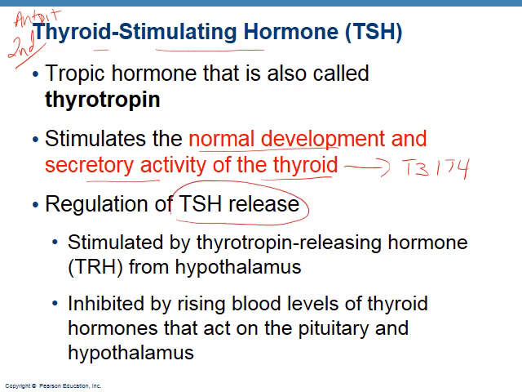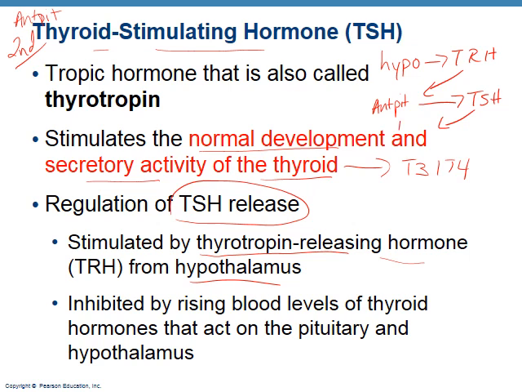So the regulation of thyroid stimulating hormone is by thyrotropin releasing hormone from the hypothalamus. So the hypothalamus releases TRH. TRH goes to the anterior pituitary and causes it to release TSH. TSH is going to go to the thyroid, and it's going to cause the thyroid to release T3 and T4.